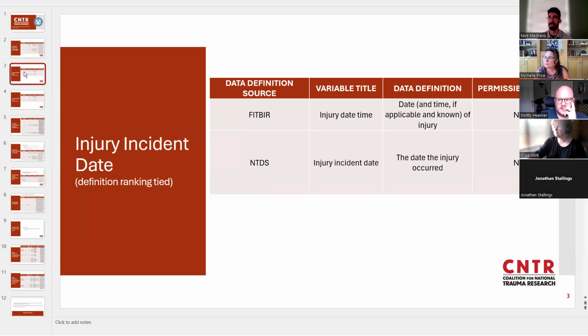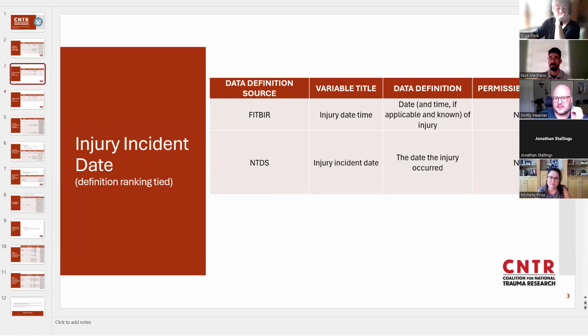So that's the next two slides. One is date, where FITBR has made it date time, whereas NTDS has made one for date and one for time. I think that boils down to data structure. It's really a structure question, whether you want those two separate fields or you want a date time field. And it depends on what kind of processing and cleaning infrastructure is available. I don't know that it matters from a Delphi or evidence perspective, as long as the data management team has a plan.